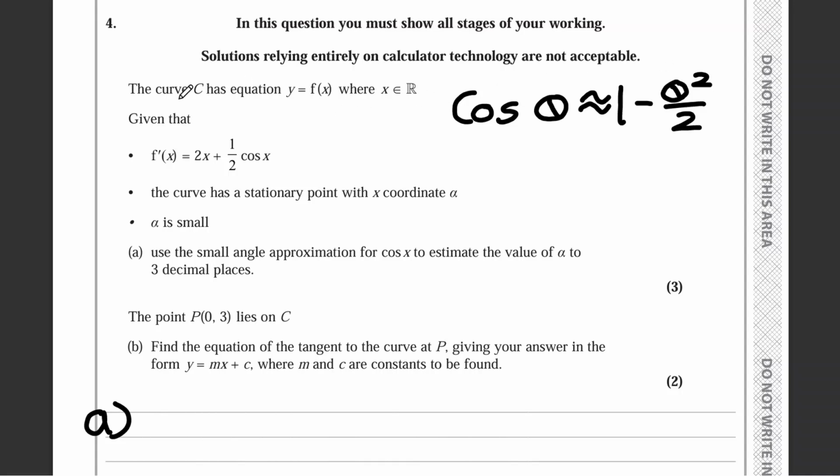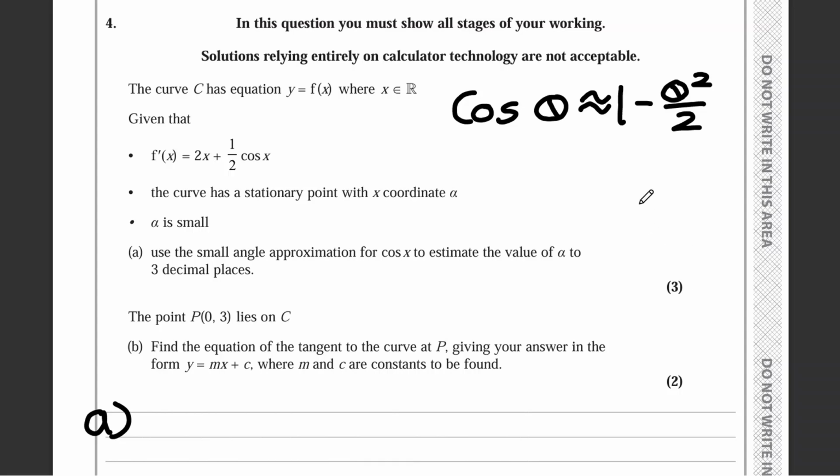So for this question, we're told that the curve C has equation y is equal to f of x, and we're given 3 bullet points. We're told that f dash of x is equal to 2x plus a half cos x. We're told that the curve has a stationary point with x coordinate alpha, and we're told that alpha is small. For part A, we need to use the small angle approximation for cos x to estimate the value of alpha to 3 decimal places, and this is worth 3 marks.